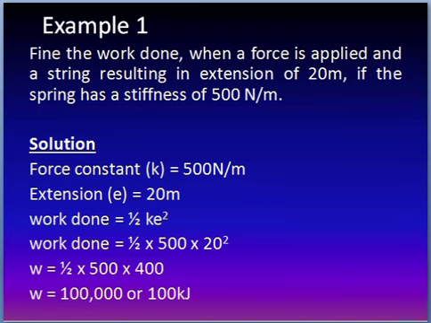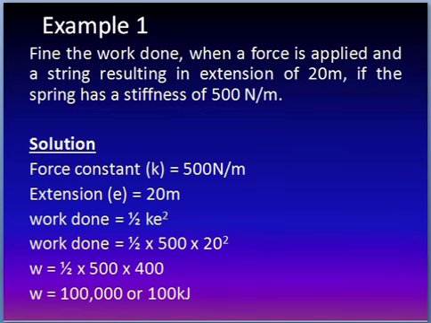Let's use the following example to buttress further. Find the work done when a force is applied to a spring, resulting in an extension of 20 meters, if the spring has a stiffness of 500 Newton per meter. From the question, we have our force constant, which is given as 500 Newton per meter. The extension from the question is given as 20 meters.